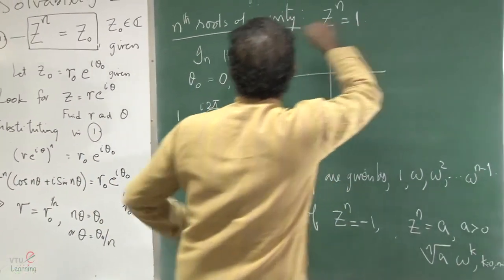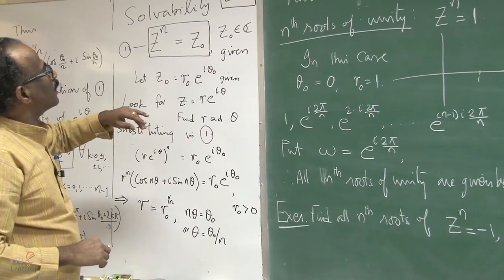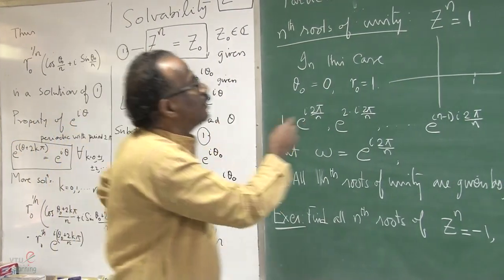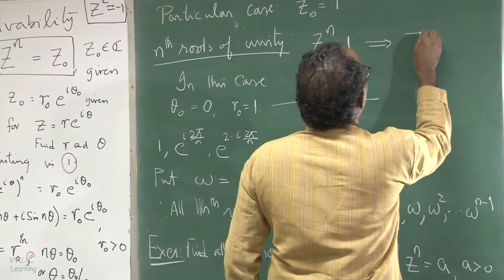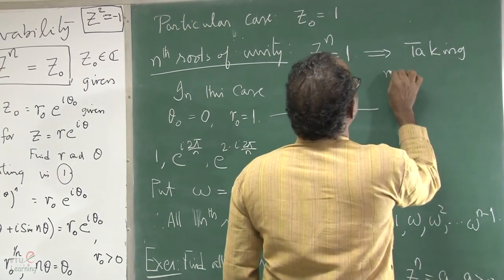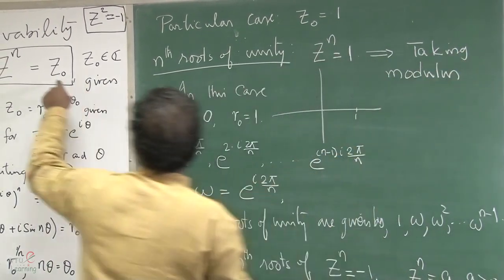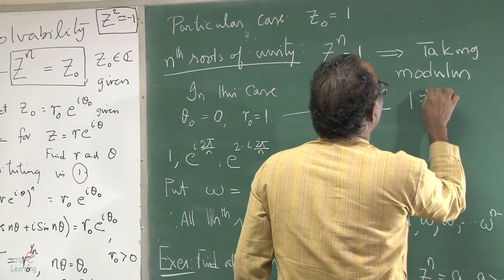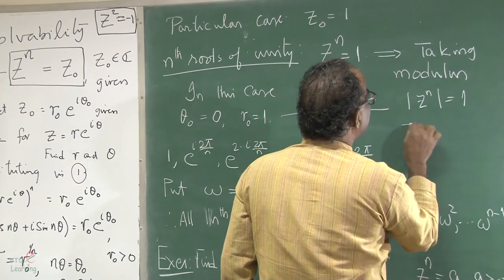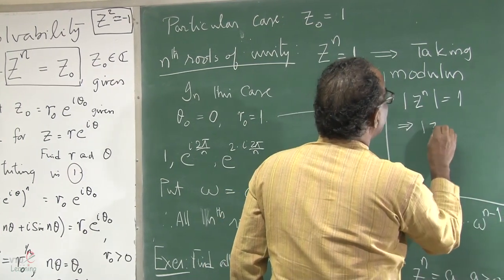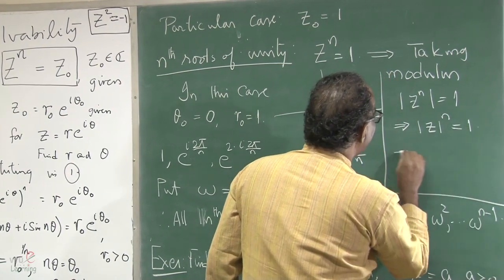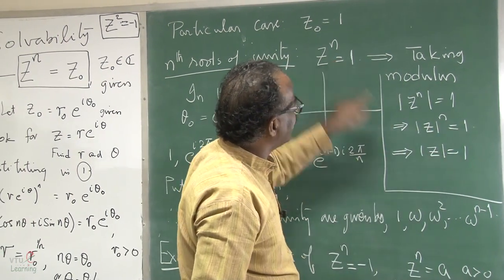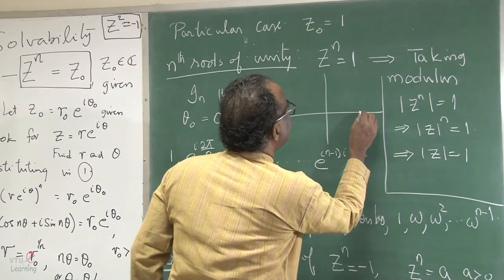One more final feature before I complete this proof and go to other important aspects of complex analysis. We are looking for a solution of z power n equal to 1. Taking modulus, we get mod z power n equal to 1. But mod z power n is the same as mod z, all to the power n, and that is equal to 1. That implies mod z equal to 1. So what does this imply? If you have a solution, all these solutions are lying on the unit circle.